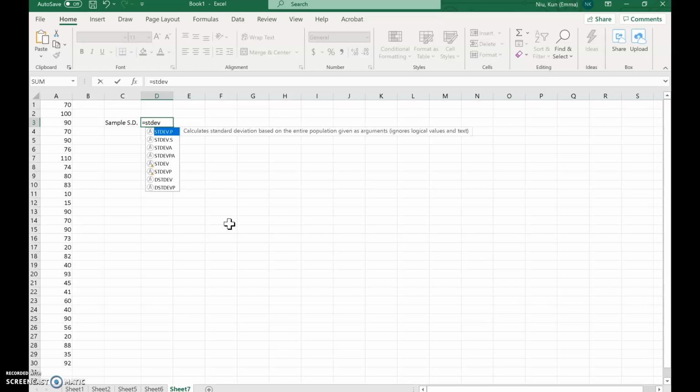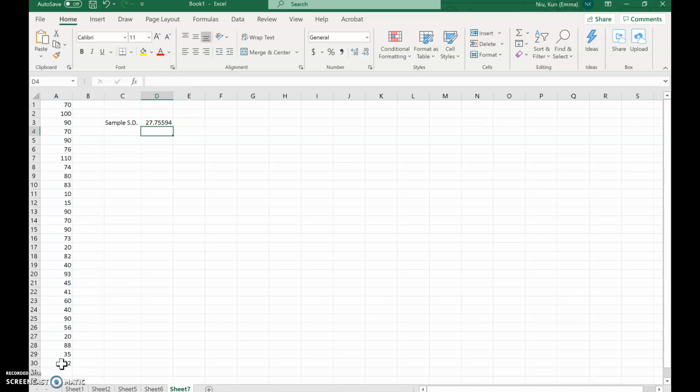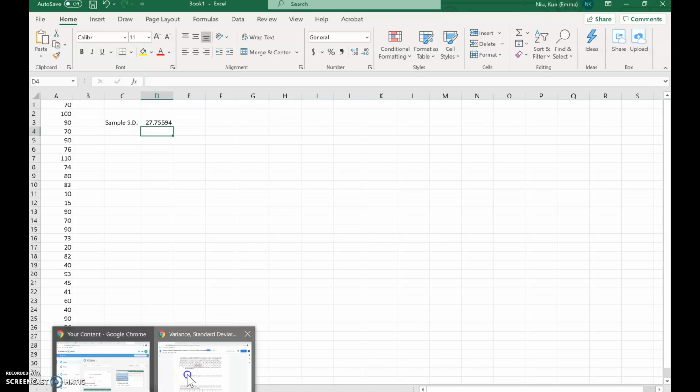You can see on the drop-down menus, one is .P, one is .S. .P stands for the population standard deviation. .S stands for the sample standard deviation. So we're going to use the sample one. In every single problem, you do need to make sure whether you have the sample or the entire population. And then we're going to select all the data we have, and then we got the sample standard deviation 27.75594.